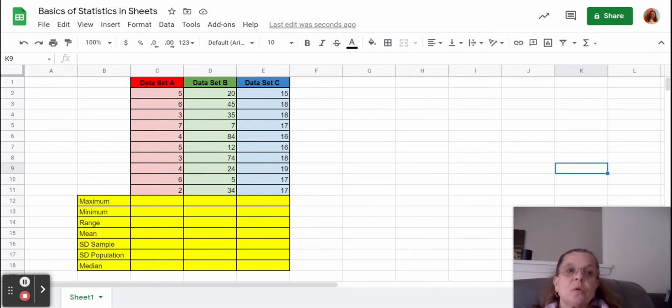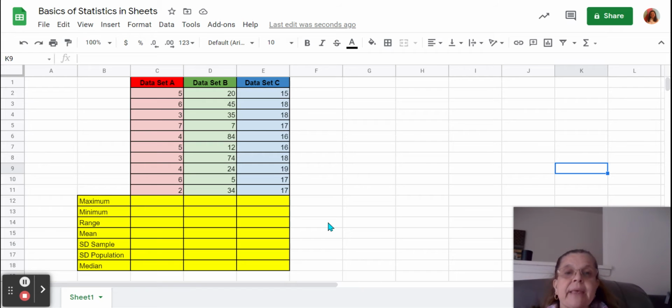Hey there. So, what I want to go over with you right now are some basics that go along with using Google Sheets for statistics. We will be using this for this unit. So, I have created three data sets for you: a red pink set for data set A, a green set for B, and a blue set for data set C.